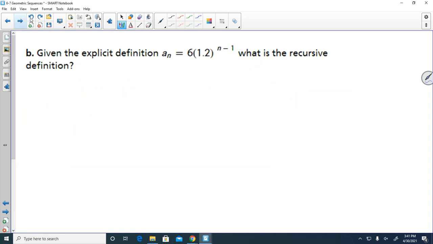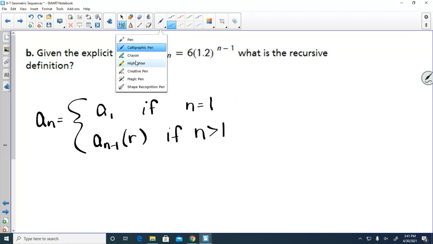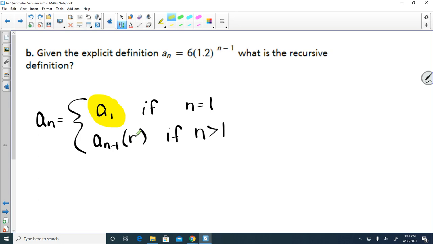Now, on example B, we're going to go the other way. So I have the explicit definition and I need to write the recursive definition. Here is the explicit formula. And again, I need to substitute a number in for A1 and a number in for R. So A1 I'll find right here. So this part is 6. And then R I'll find in the 1.2 spot. So this number will be 1.2. And there you go.